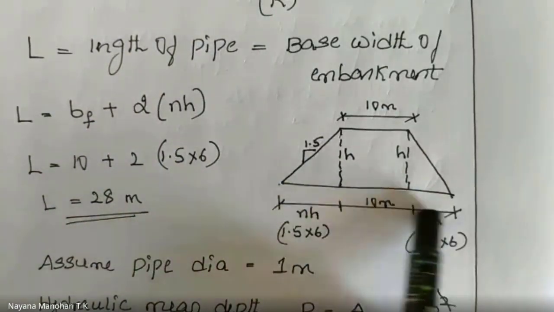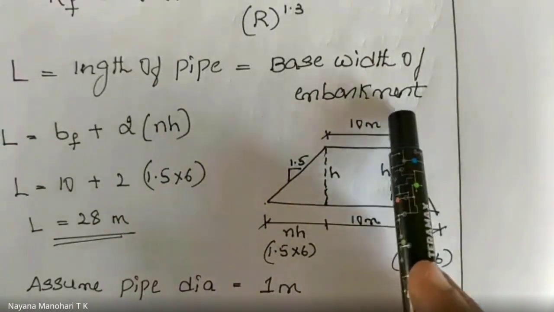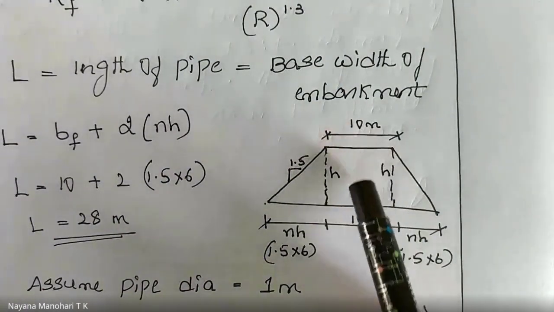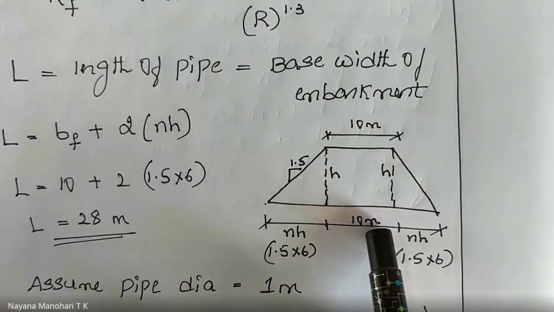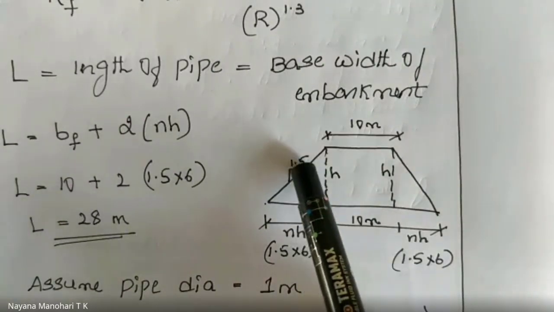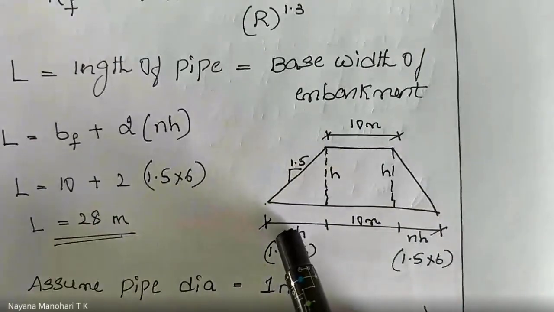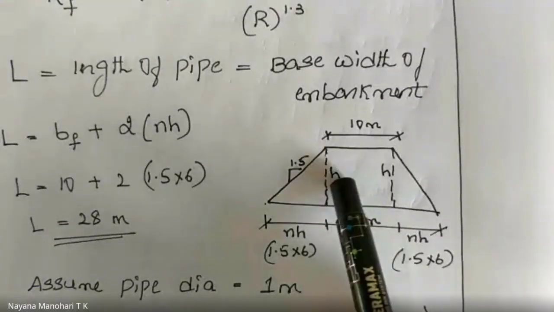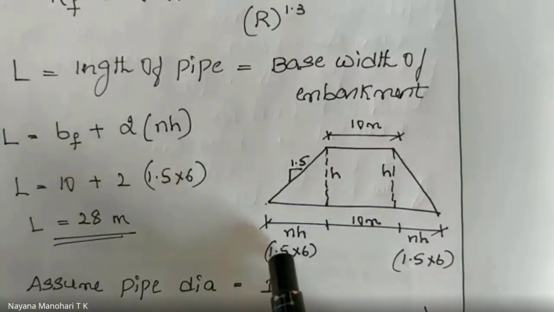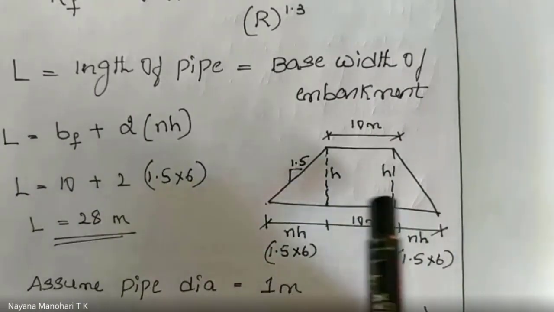This total width you need to calculate. You know the formation width they have given in the problem, that is 10 meter. Okay, this is a rectangular portion. These two distances are similar. On either side you need to calculate it. How to calculate: the side slope of the embankment they have given is 1.5 and the height of the embankment is h. n into h, the slope value into the height value, gives this width, that is 1.5 times 6. On two sides, two triangular shapes are there.